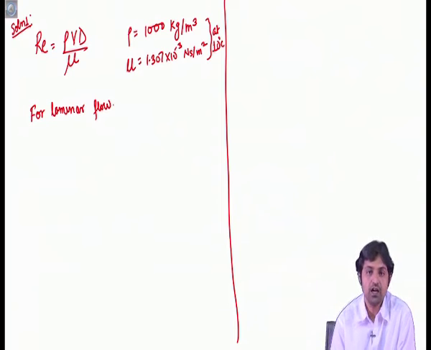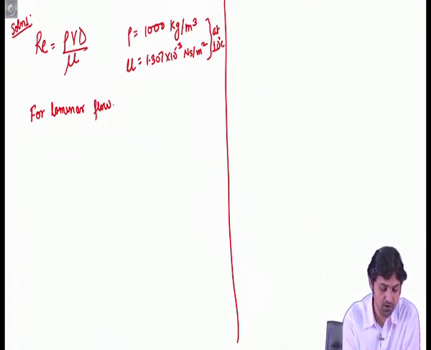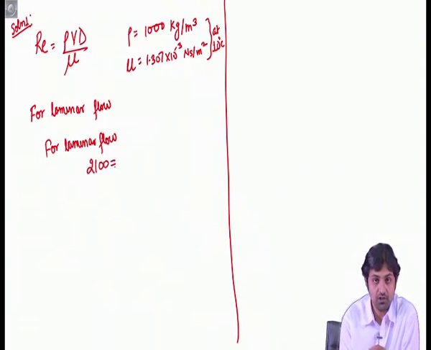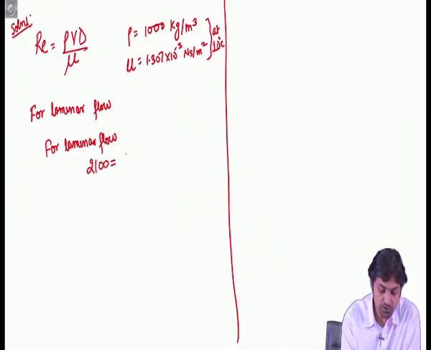Minimum time will be taken when we have the maximum velocity, and maximum velocity that can be taken in case of laminar flow would correspond to Reynolds number of 2100, because that is the maximum Reynolds number. So for laminar flow, we have taken Reynolds number 2100 because the velocity corresponding to this will take the minimum time to fill the glass, is equal to rho V d by mu.